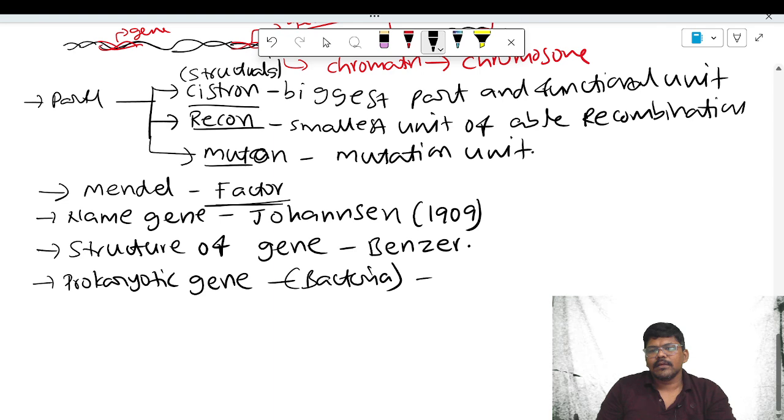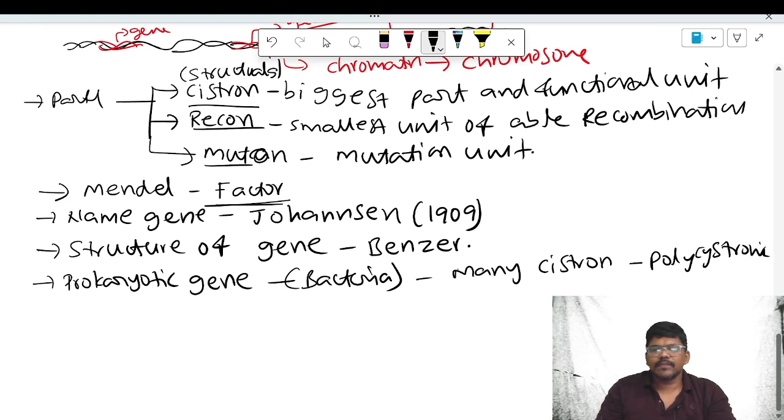bacteria, archaebacteria, etc. If you observe the prokaryotic and eukaryotic gene, the prokaryotic gene contains many cistrons. Cistrons are structural genes. Many structural genes or cistrons are present. Hence, the gene present in prokaryotes is called a polycistronic gene.